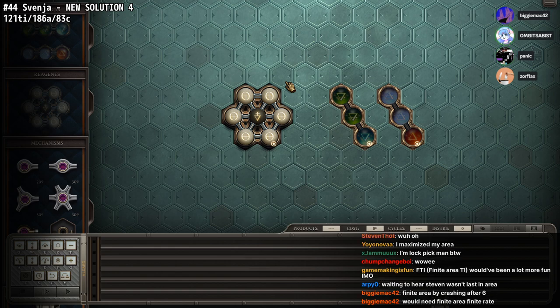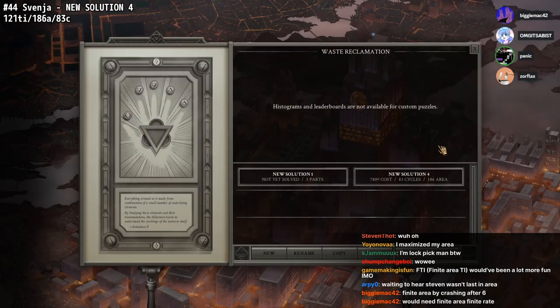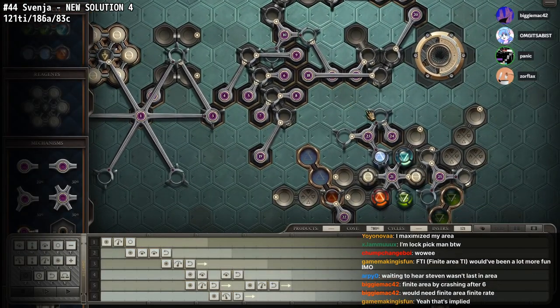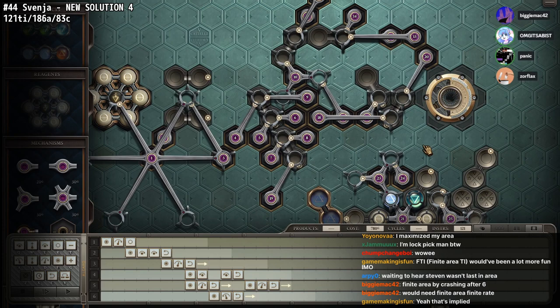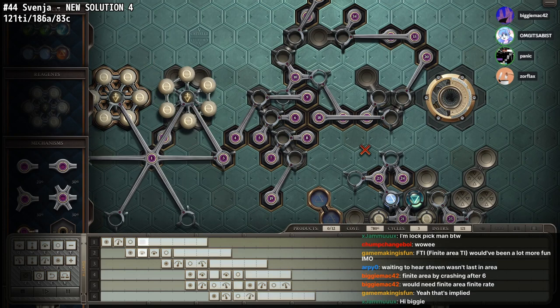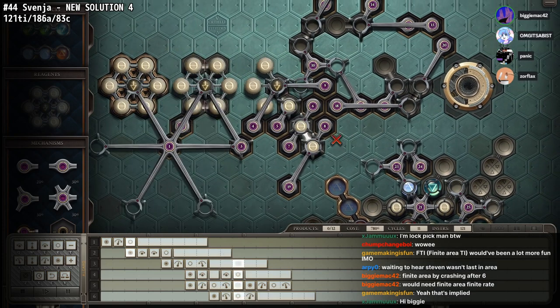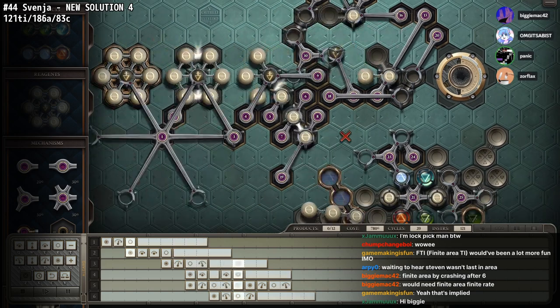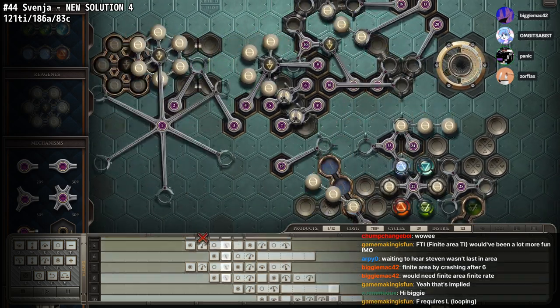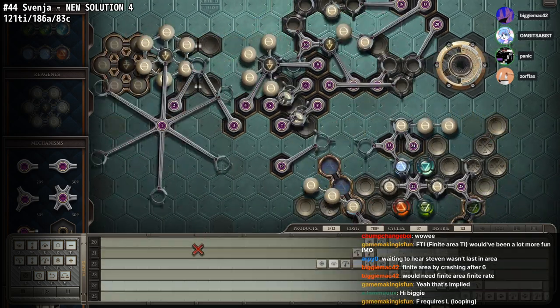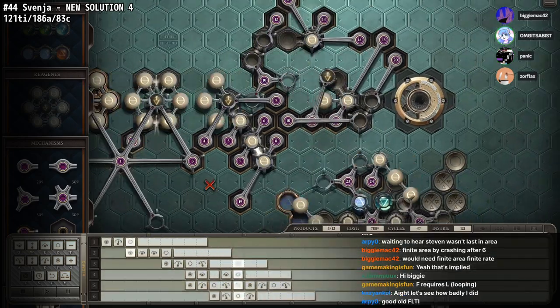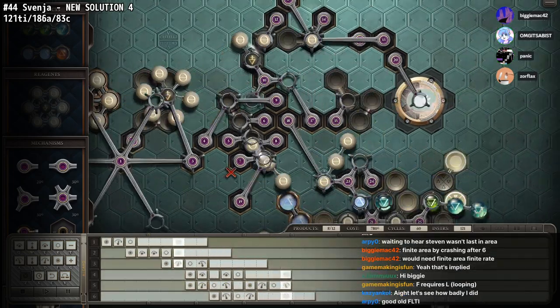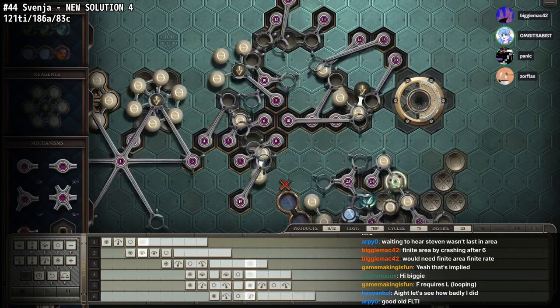Svenja, 121. Yeah, so our first solution is from Svenja. I believe this was intended as a TI solution, with 121 TI. There's certainly no tracks. This is important. So this solution has a lot of arms. It's 25 arms. And it's still in the puzzle properly.